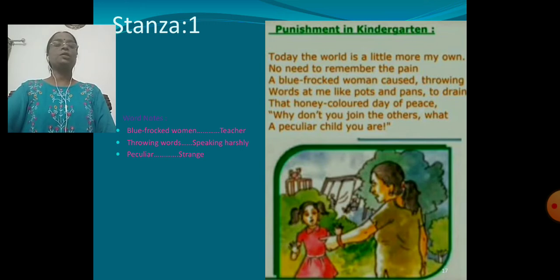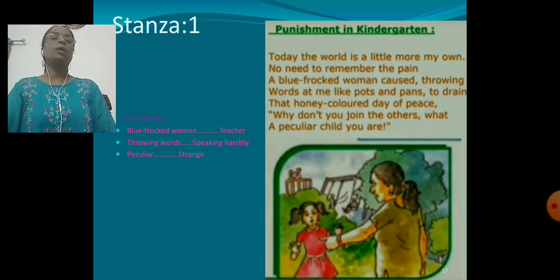So, in the first stanza, you can see that it starts from the words "today the world is a little more my own." It makes it clear that she is going to talk about a past event. It shows that now, today, the world is a little more my own. Now I have the liberty, I have the freedom, because now the world is my own. No need to worry about the words of my teacher or anybody, because now the world is a little more my own.